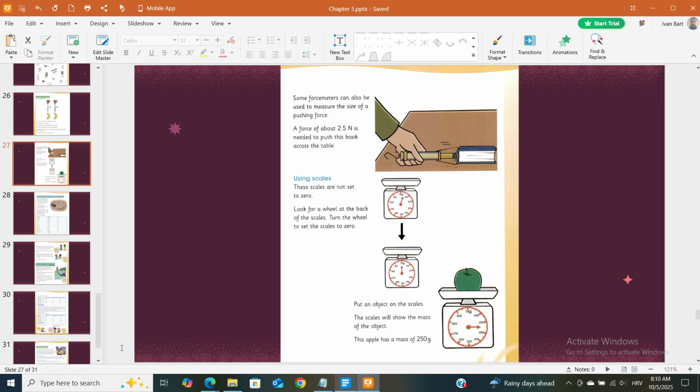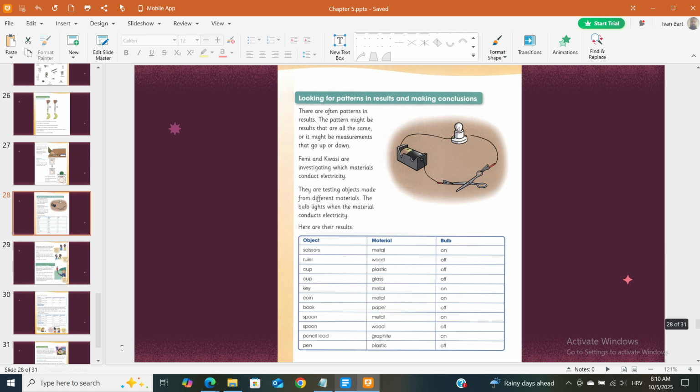Looking for patterns in results and making conclusions. There are often patterns in results. The pattern might be results that are all the same, or it might be measurements that go up or down.